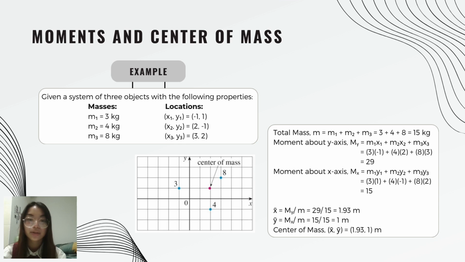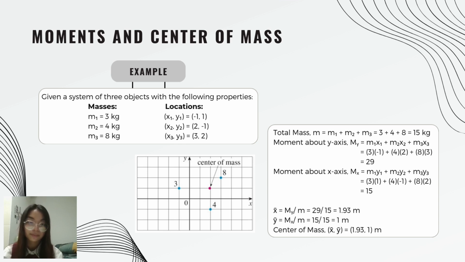So firstly, we calculate the total mass M by summing up all three masses, and we get 15 kilograms. Then we find the moment about the y-axis, which is equal to m1x1 plus m2x2 plus m3x3, and we get 29. We also find the moment about the x-axis Mx, which is m1y1 plus m2y2 plus m3y3, and it totals up to 50.